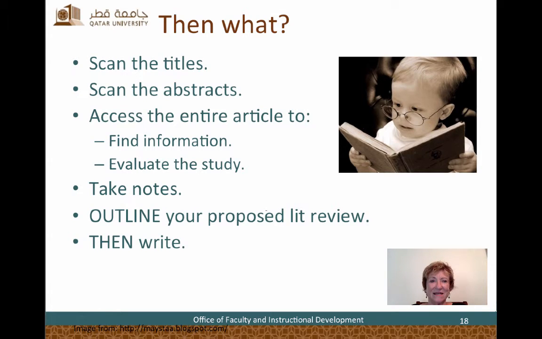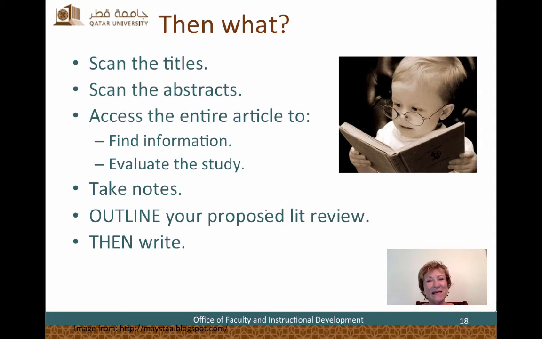Then what? Scan the titles, scan the abstracts. In other words, you pull up the electronic databases and you've got 250 articles. Pull them up and look at the titles. Does it sound like this article is helpful to you? The ones that do sound like that, click on them. The ones that don't, skip them. Scan the abstracts. You can tell an awful lot from the abstracts.